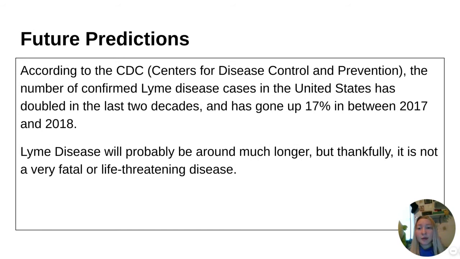According to the CDC, the Centers for Disease Control and Prevention, the number of confirmed Lyme disease cases in the U.S. has doubled in the last 2 decades and has gone up 17% between 2017 and 2018 alone. Lyme disease will more than likely be around for much longer, but thankfully it's not a very fatal or life-threatening disease, and it's pretty easy to treat if you can catch it ahead of time.